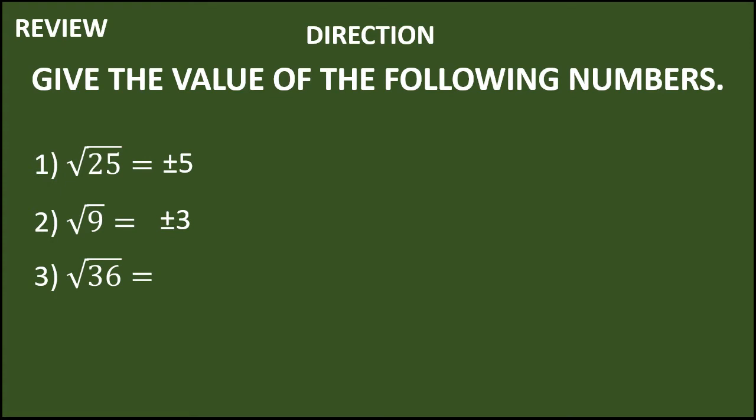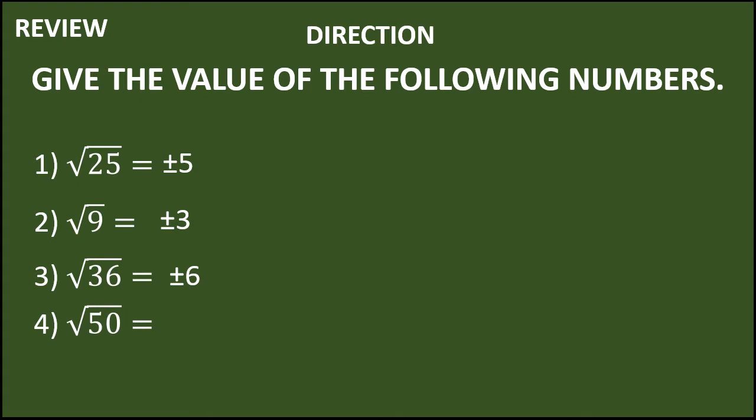For number 3, square root of 36. So two same numbers, that when you multiply, the product is 36. So the answers are 6 times 6 is 36. And we can also have the negative 6. Negative 6 times negative 6 is positive 36. So the answers are positive and negative 6.